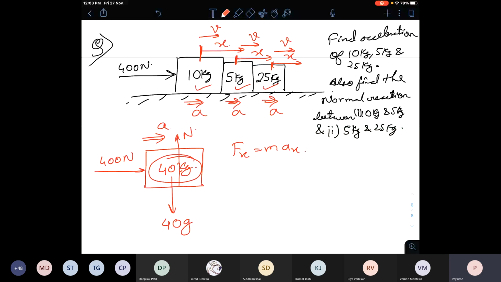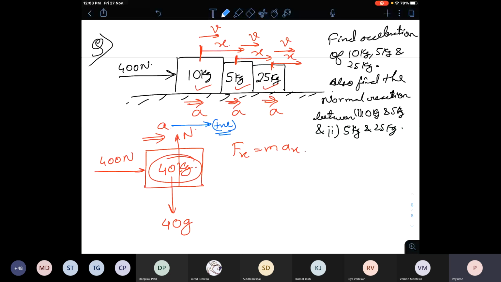So we can apply F equals ma. How much is the force? For that, first of all, you need the positive direction. Always remember the direction of acceleration is considered as the positive direction. If the acceleration is in this direction, the right hand direction will be your positive direction.